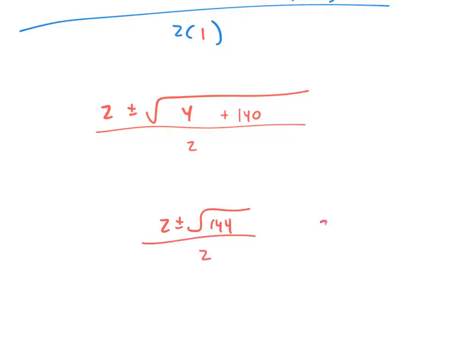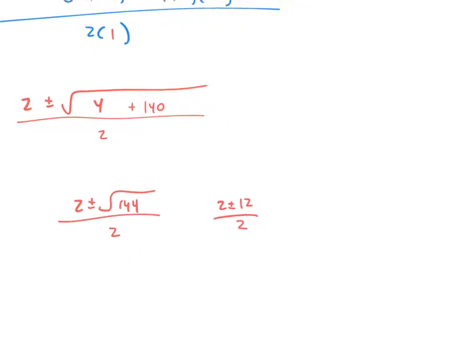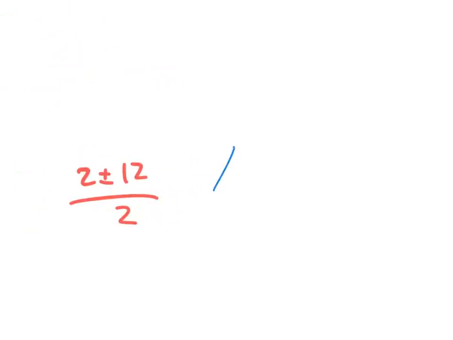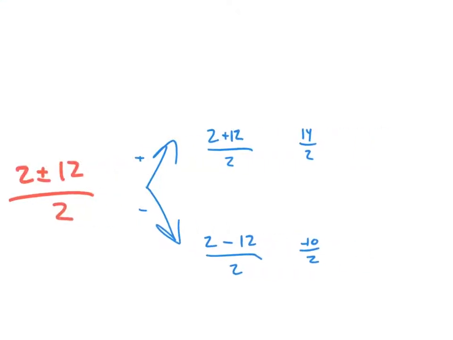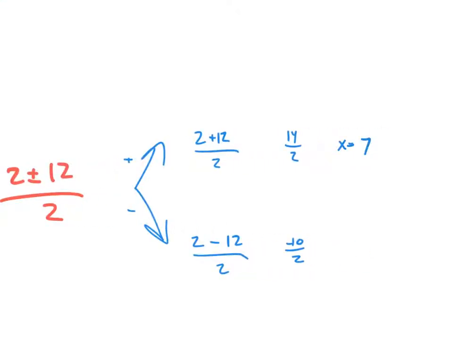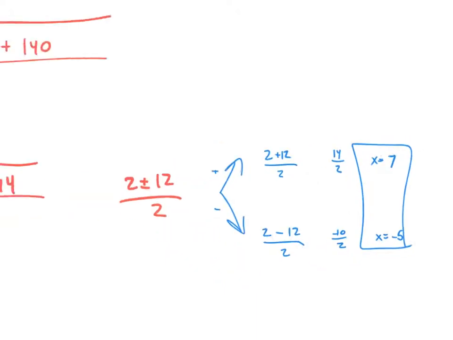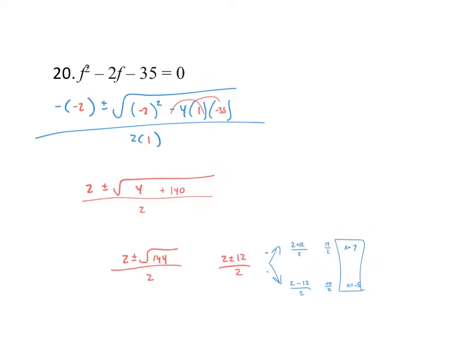Now 144 does have a square root, it's 12. So since there is a whole number answer there, we're going to want to switch off into the two different scenarios, which involves the plus or minus. So our two solutions for this one are 7 and negative 5.